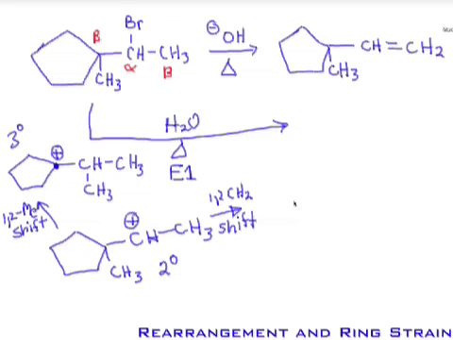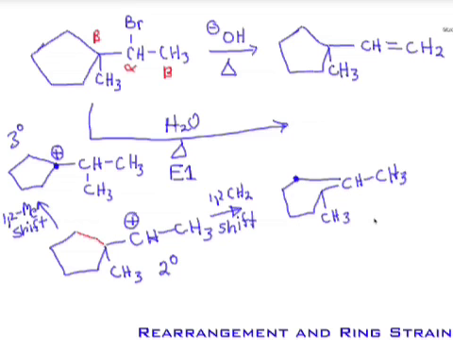If I do a 1,2 CH2 shift, this carbon is shifted. Which bond is shifted? Well, let's draw which bond. Let's show you which bond's actually shifting. It's this bond. This bond right here has jumped over to that position. This CH2 group has shifted from here to here.